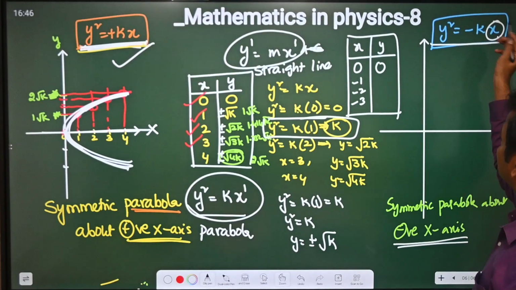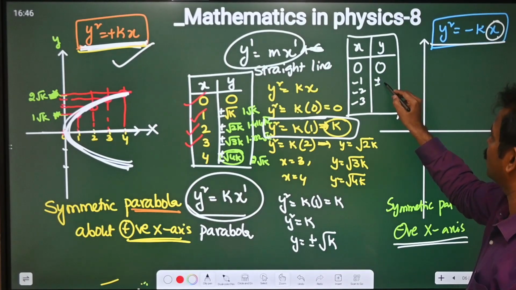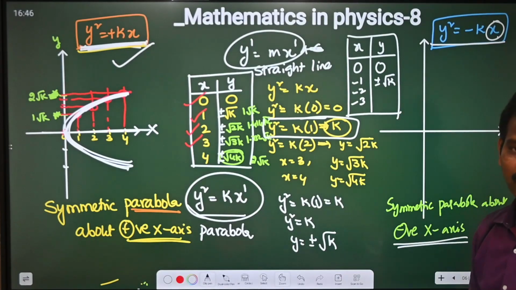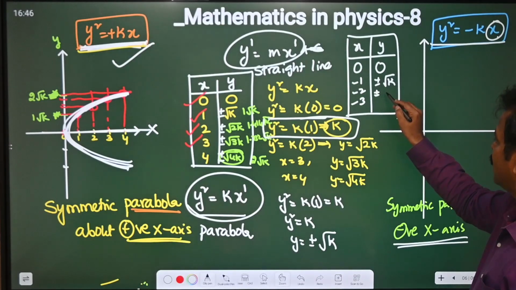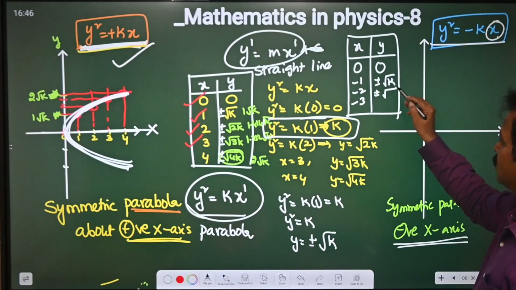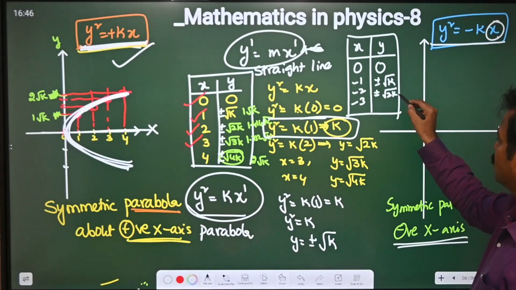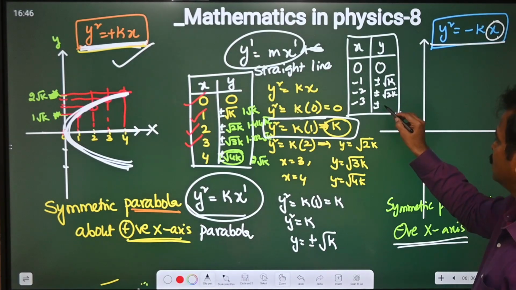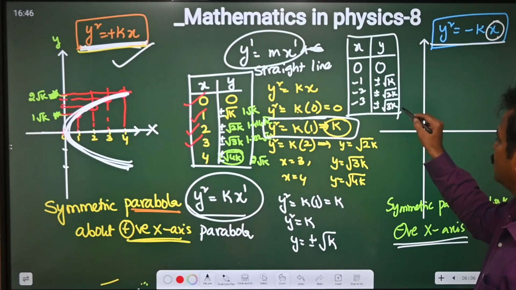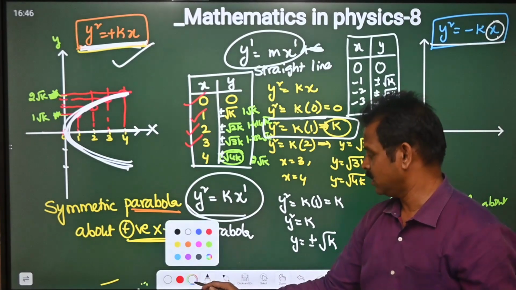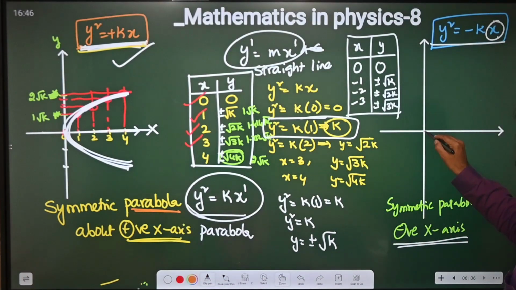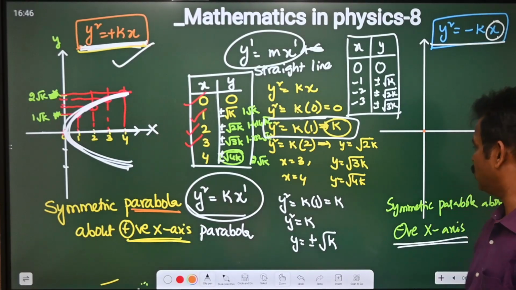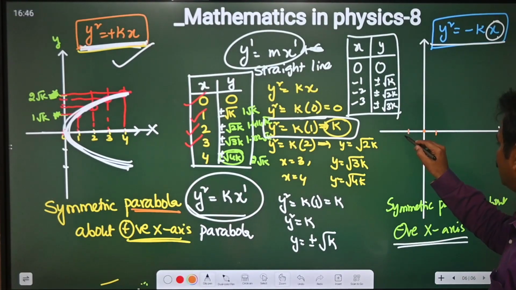This is y square is equal to k, and y is equal to plus or minus root k. And x is equal to minus 2 plus or minus root 2k. And minus 3, this will become plus or minus root 3k. Now from this data, we can draw the corresponding graph here. When x is equal to 0, y is equal to 0.